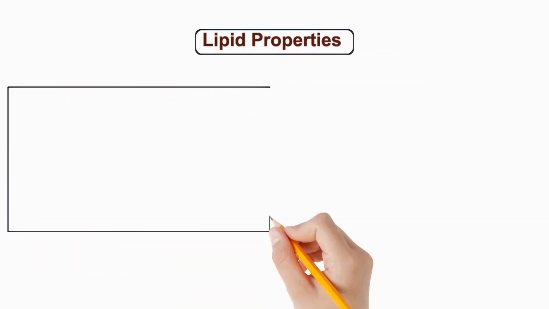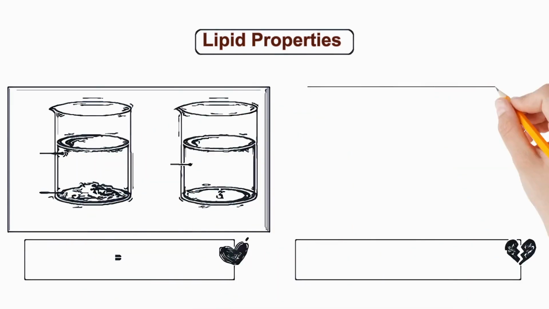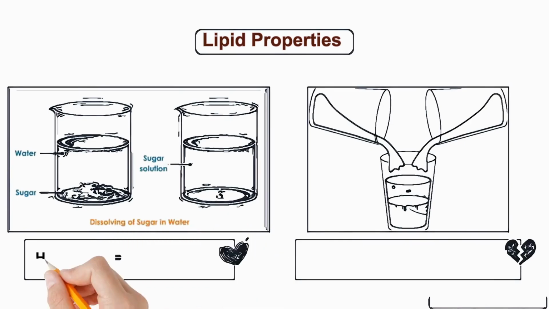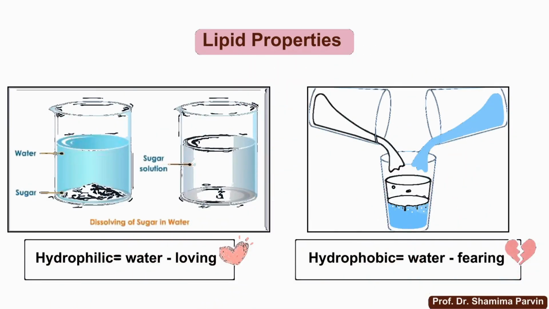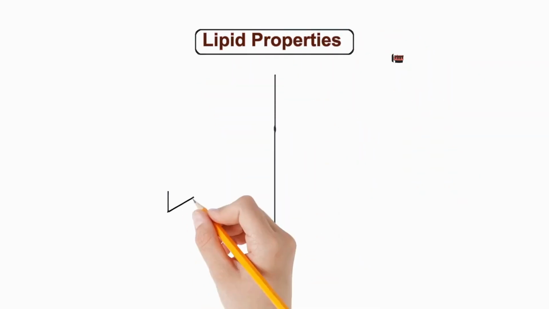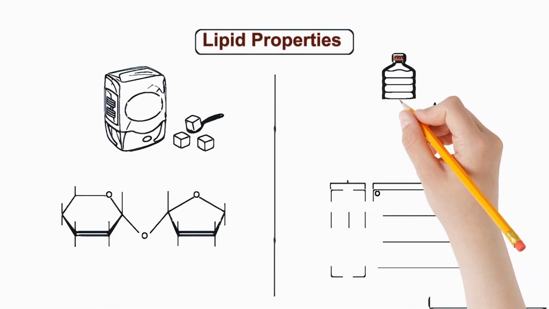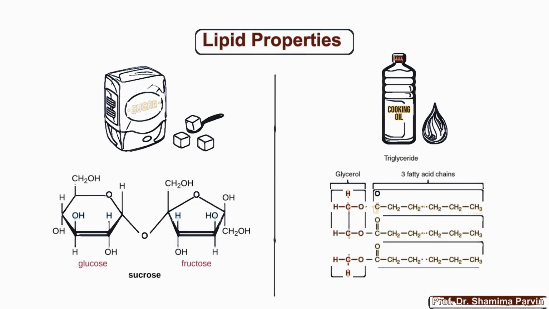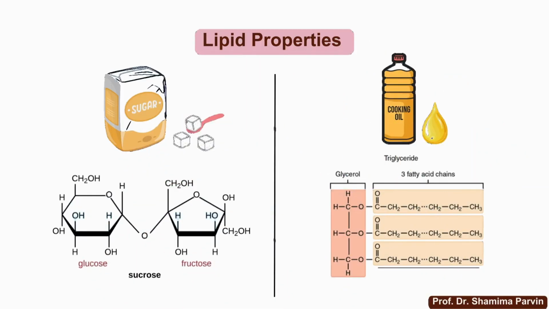Now let's discuss the properties of lipid through a simple experiment. If 1 teaspoon sugar is added to a glass of water and stirred, it will soon dissolve. On the other hand, if 1 teaspoon cooking oil is added to a glass of water and stirred, it will not dissolve and soon you'll be able to see a layer of oil on the top. This is because the main constituent of sugar is sucrose, a disaccharide made up of two simpler sugars, fructose and glucose, which is hydrophilic in nature. As a result, this dissolves in water.